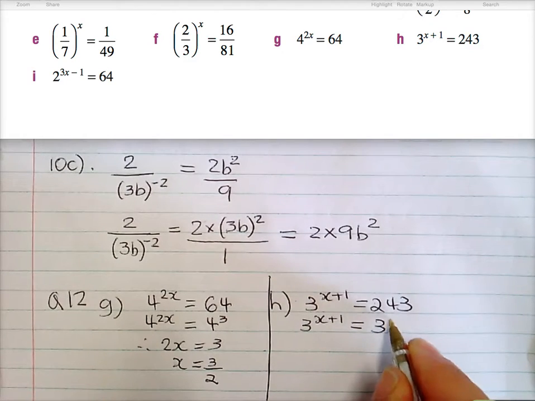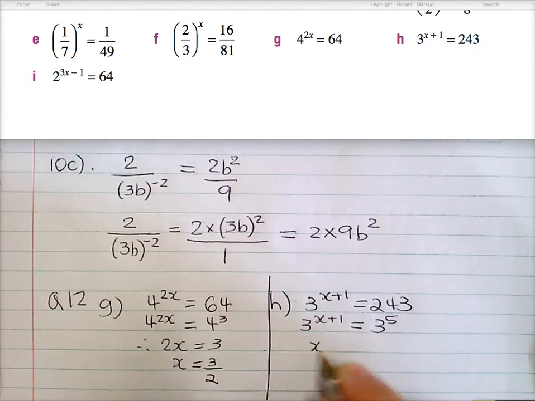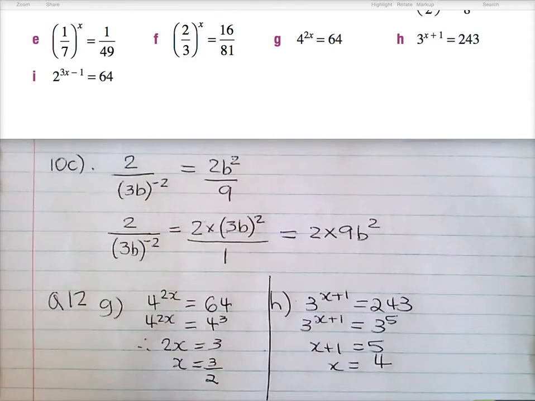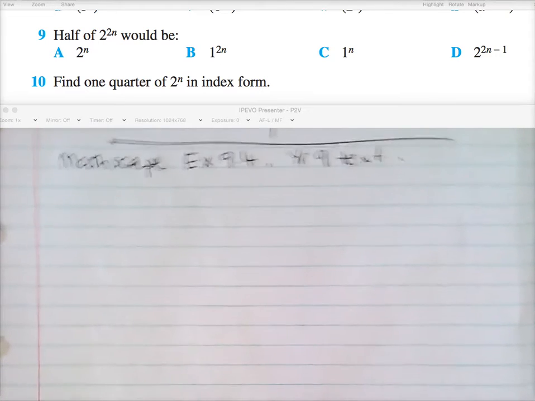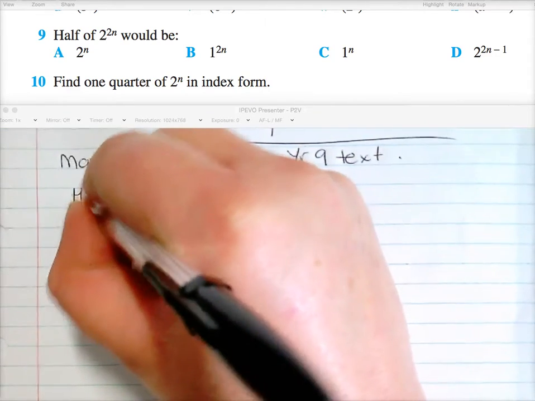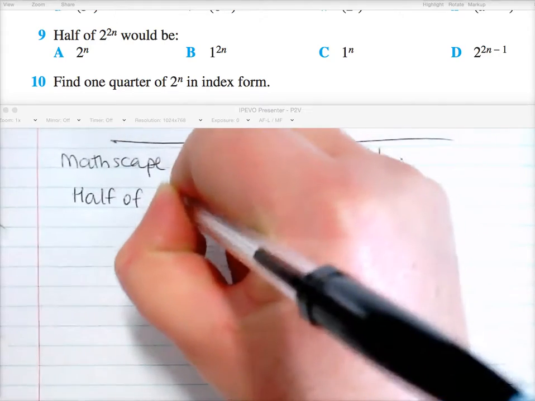Anyone? So therefore, x plus 1 equals... So therefore, x is... of 2 to the power of 2n. If you want to do a half of 8, you will write 1/2 times 8. So, a half of 2 to the power of 2n.